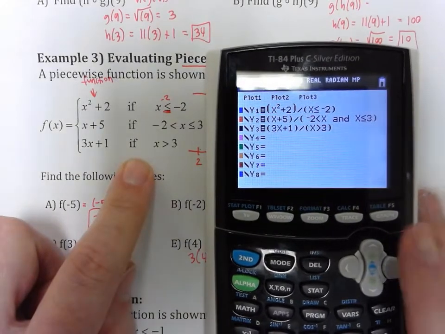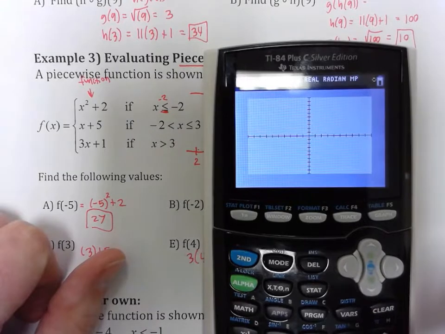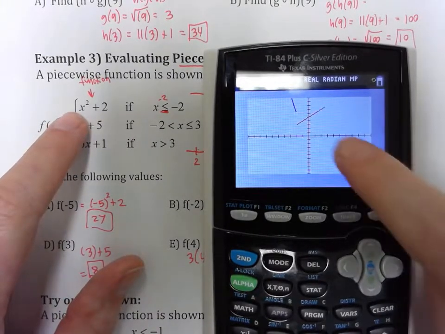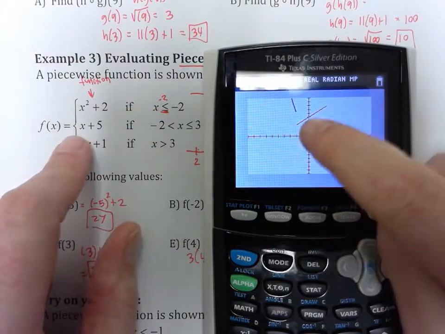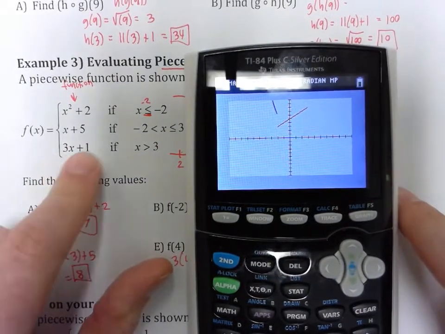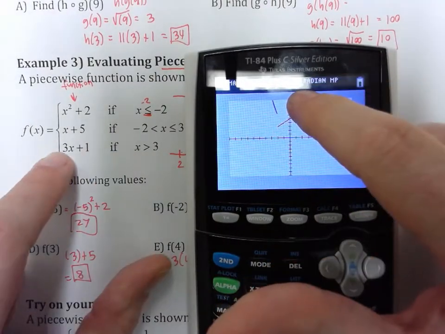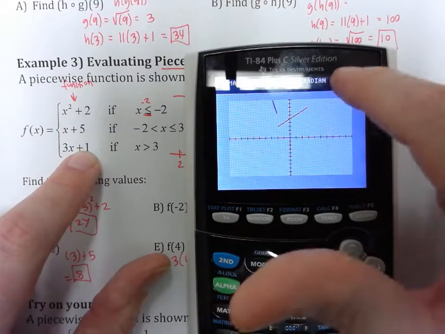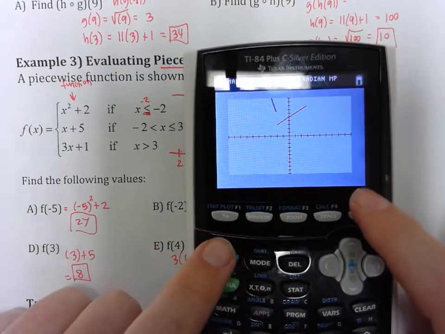Table of values, my friend, here's what the graph looks like. If you're curious, if you press graph, you're going to see parts of all these functions. So this x squared plus 2 over here, just until you get to -2. Then you got this x plus 5 here between -2 and 3. And 3x plus 1, when x is greater than 3, well, you can't see that because if I plug in 4, 3 times 4 plus 1, that's 13. That's up here above there. If I zoomed out, I'd be able to see that line. But anyway, I don't care about the graph right now. I care about the table.